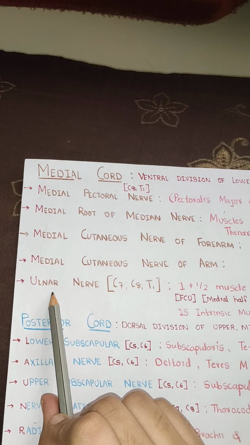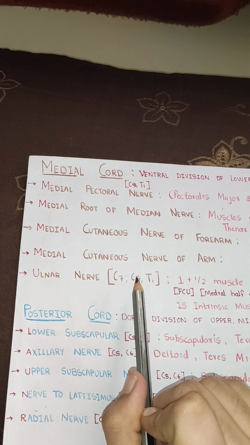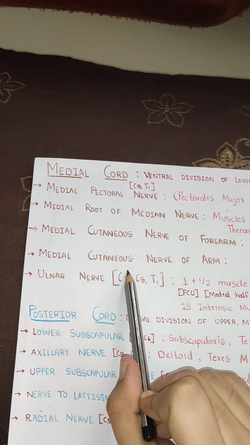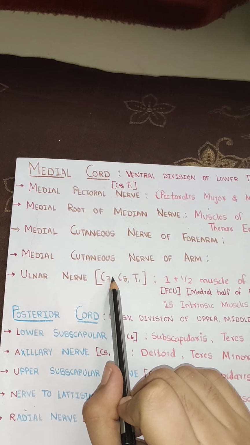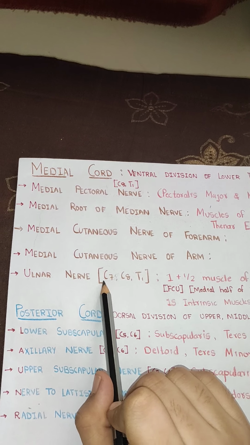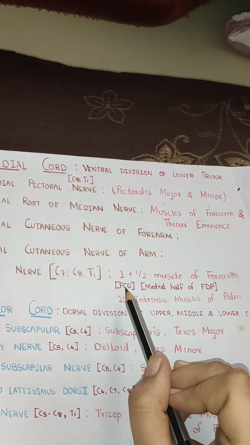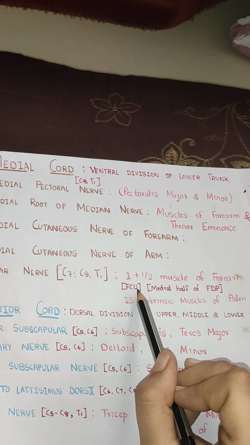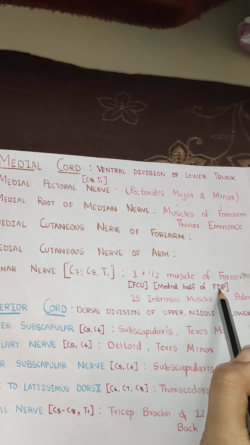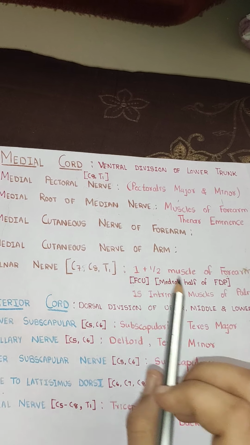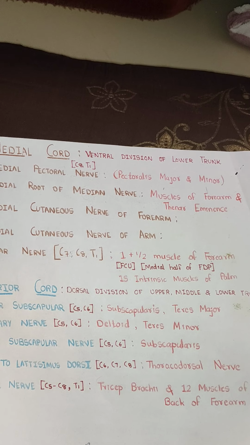Now, ulnar nerve. U stands for ulnar nerve. Ulnar nerve, along with having C8 and T1, has C7. It comes from the lateral root of median nerve. Ulnar nerve supplies 1.5 muscles of forearm. Which are these muscles? They are flexor carpi ulnaris and medial half of flexor digitorum profundus. Ulnar nerve, with 1.5 muscles of forearm, supplies 15 intrinsic muscles of palm.